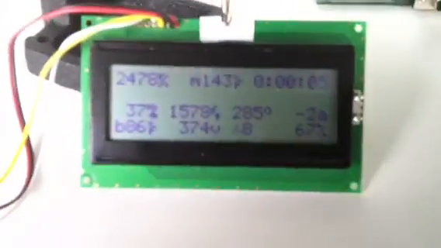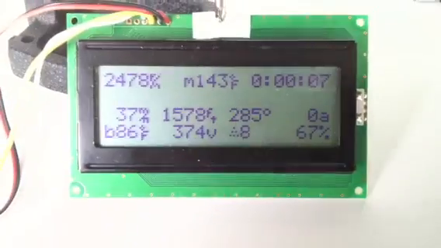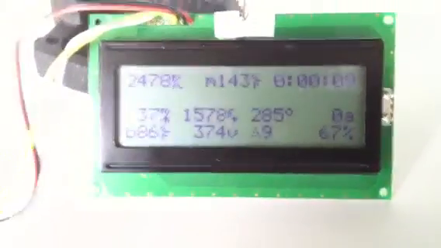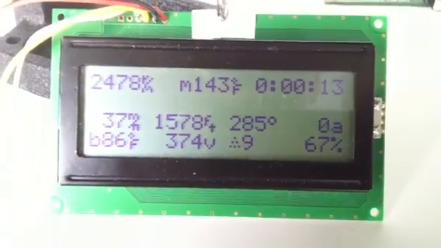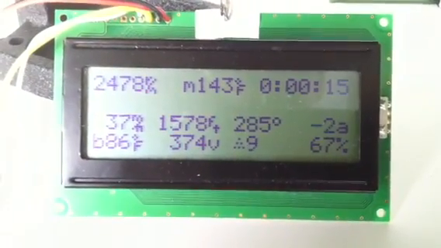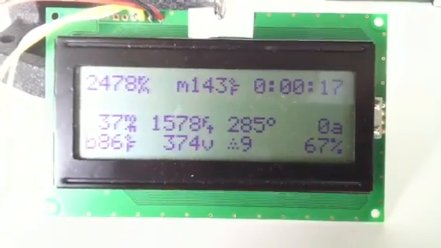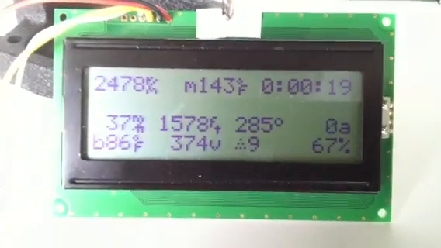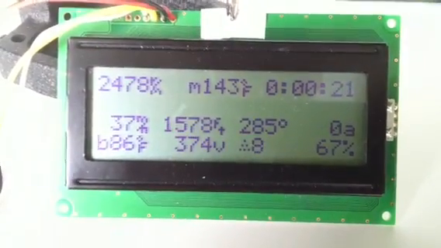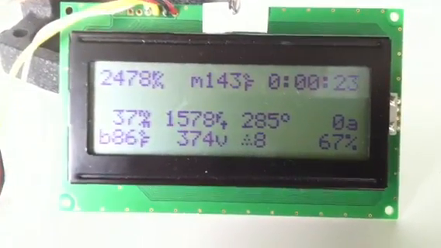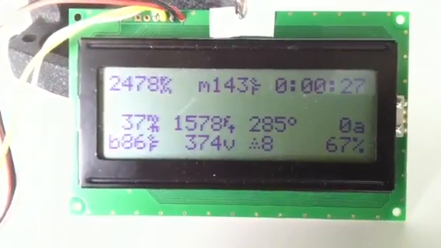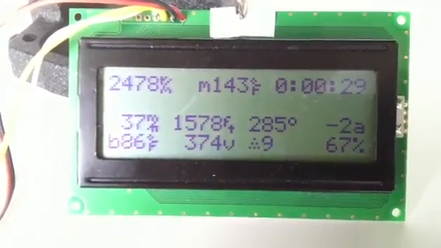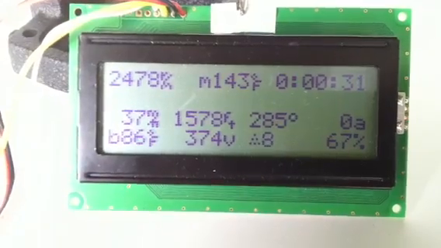Here's the display over here. Let's see if I can refocus it. Okay, so there we go. I'll see if I can get it steady too. 2478 RPM on the top left. That's fake, obviously. No motor running. Motor temperature 143 degrees, that's also fake, but the timer is real on the right, 22 seconds since we turned it on. Second line, 37 miles an hour, that's fake right now, but it will be real.